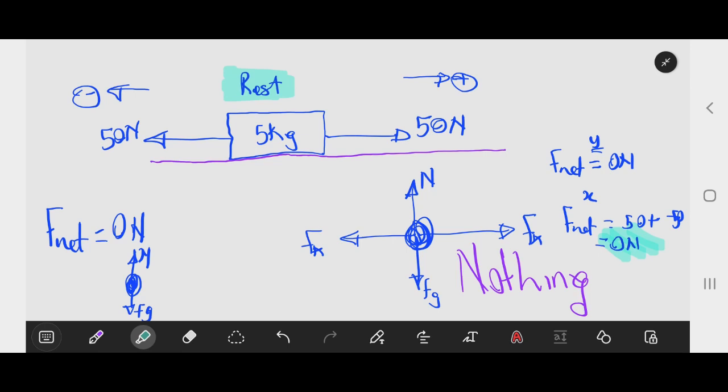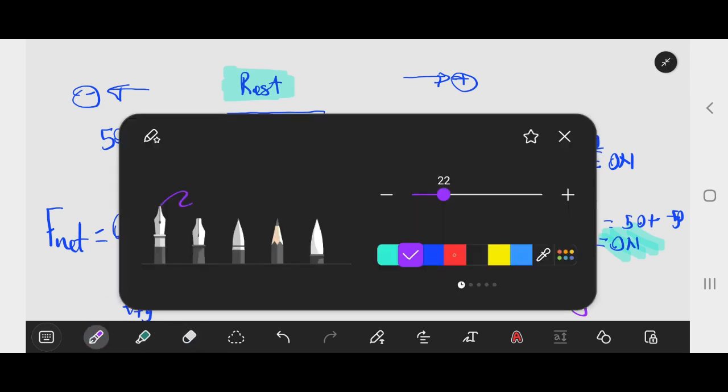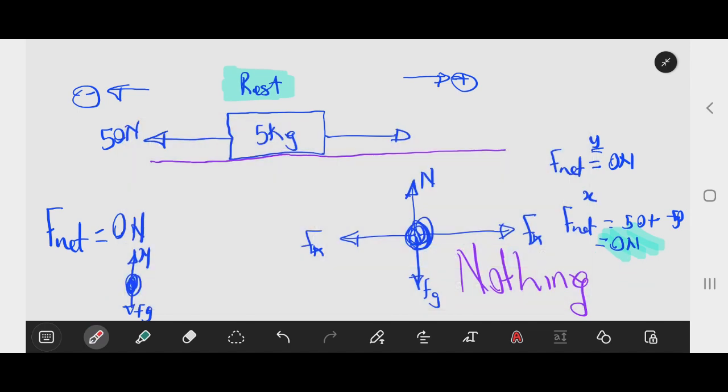So what happens if we apply a force of, say, 80 newtons now? We apply a force of 80 newtons to the right, and we still maintain a force of 50 newtons to the left, right? We apply these forces at the same time. So let's see what will happen.